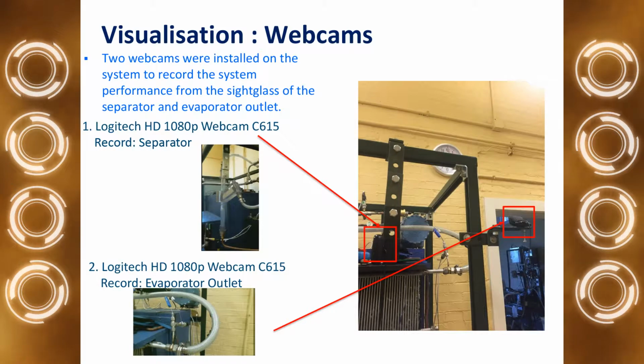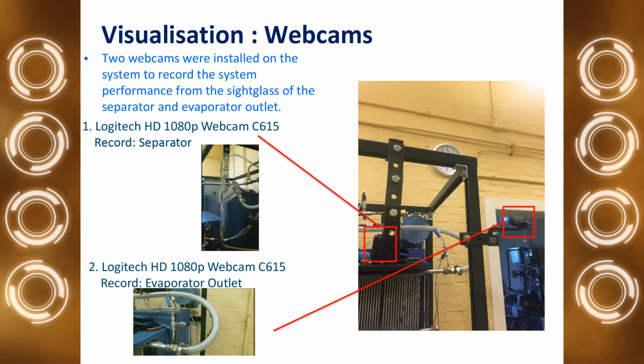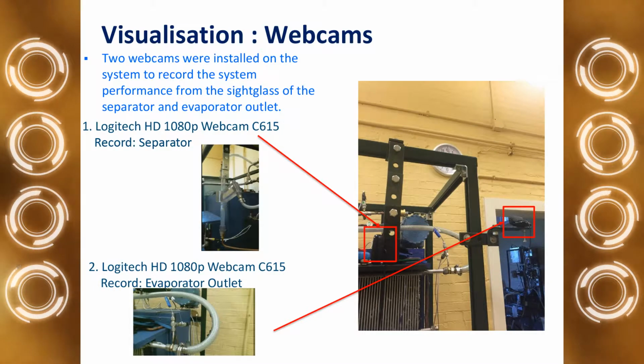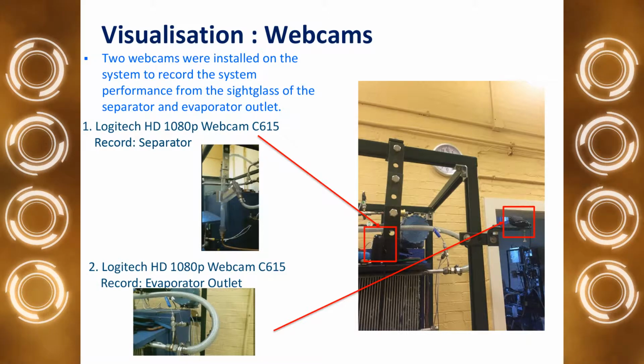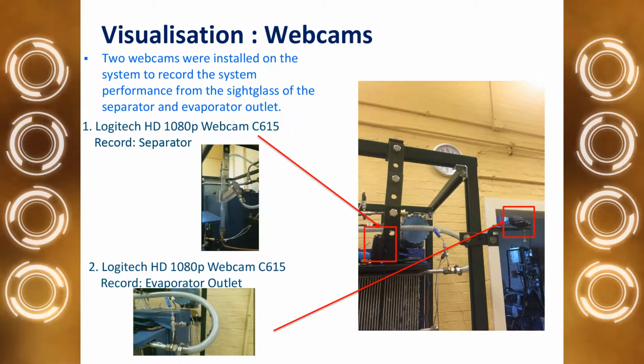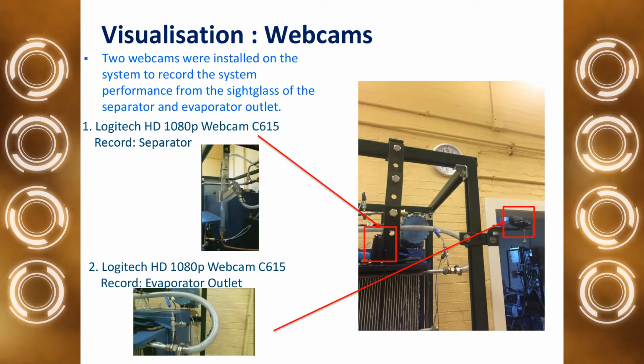And the second video is that we are recording the separator, and we take a look at how it behaves in different regimes. Is it going up and down? Because we noticed that different levels change the separation in this FGB separator.